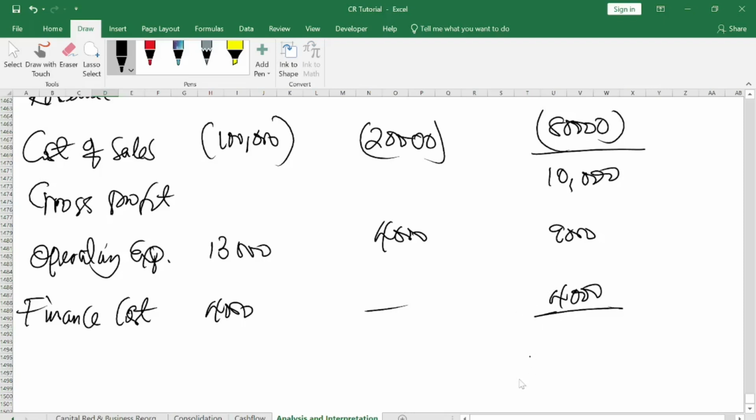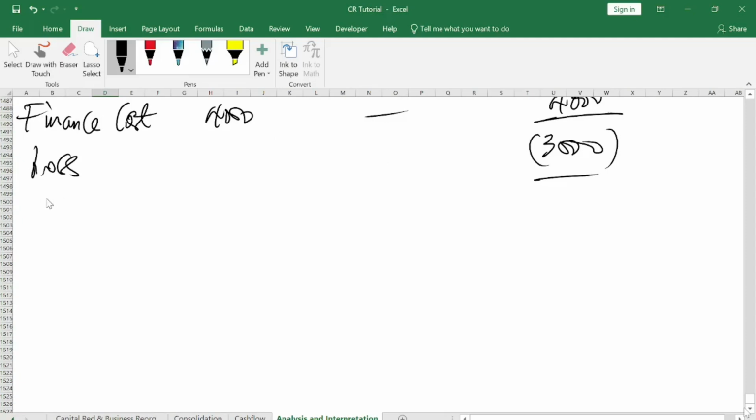Do you understand? So you will less it. This operating profit, you get 13 minus, so you get minus 3,000, which is a loss. Because of that you cannot calculate tax. When that happens, you can't calculate tax.